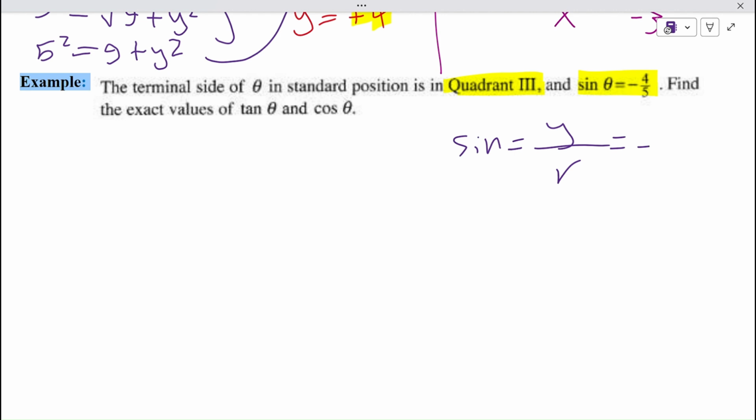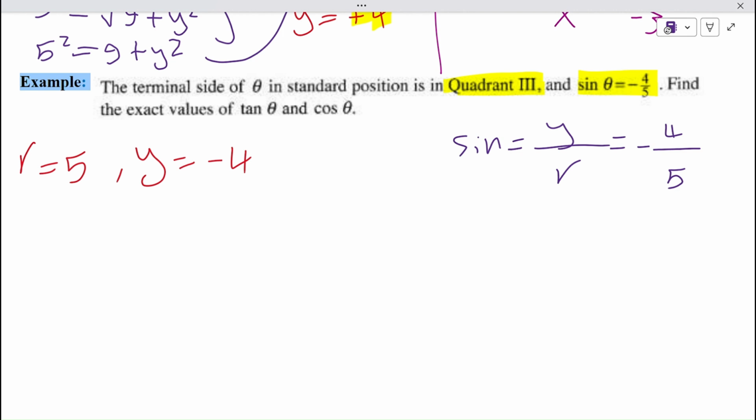So where's sine, where's cosine? Where's x? We don't have x, of course. Here we have r. R is 5. And here we have y. Y is negative 4. Okay? Now, how can we find tan and cosine? By finding out x, then we can find sine and cosine and tangent. Now, we will use Pythagoras law.